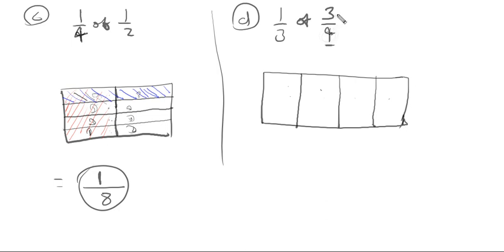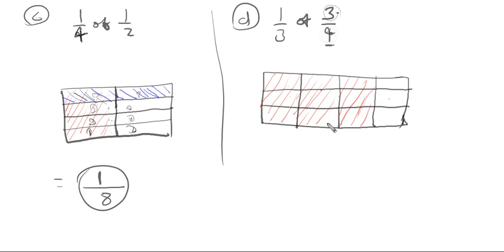Now shade 3 parts out of these 4 parts. Here it is 3, so we have to shade 3 parts out of this 4 parts. This is the 1 part, 2 part, and 3 part, right? I have shaded here 3 parts out of this 4 parts. Now what we have to do? We have to cut 3 parts horizontally, right? 3 parts means this is the 1 part, 2 part, 3 part, right?